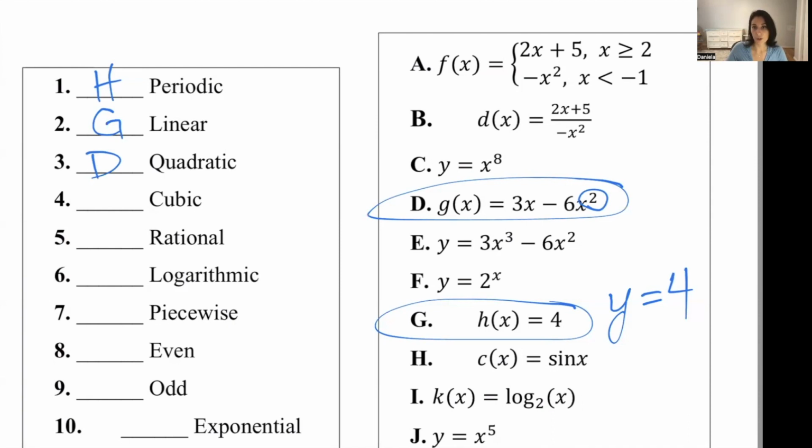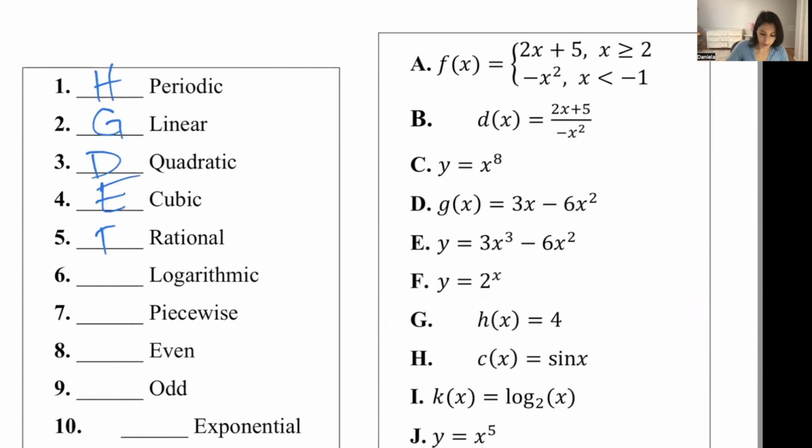A cubic function is where the highest exponent is going to be 3. So that's going to be part E, right? So here's that highest exponent there. A rational function, that's part B. That is pretty much just a polynomial over another polynomial, right? So remember, ratio is in the word rational.